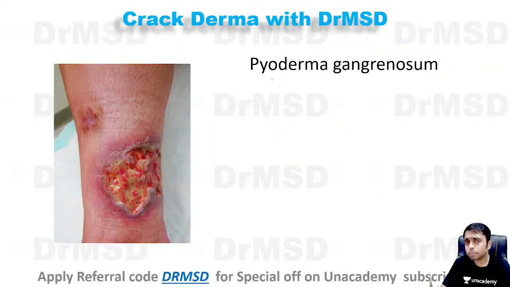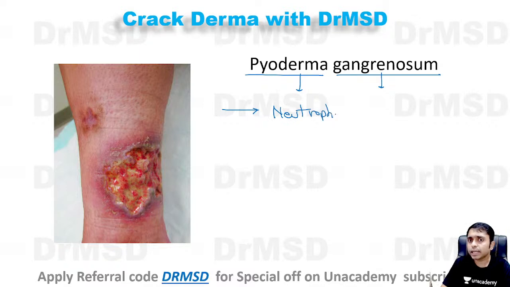And the other option was pyoderma gangrenosum. Just remember that this is a double misnomer. It is neither a bacterial infection of the skin, nor is there going to be any gangrene in these patients. And the next point which you must know is that it is an example of a neutrophilic dermatosis.